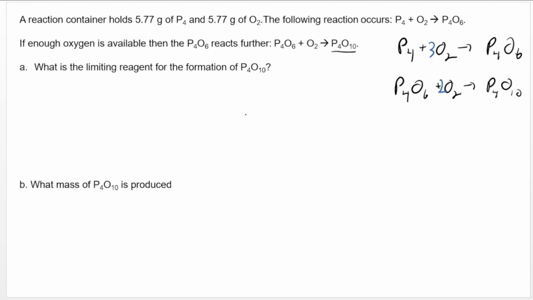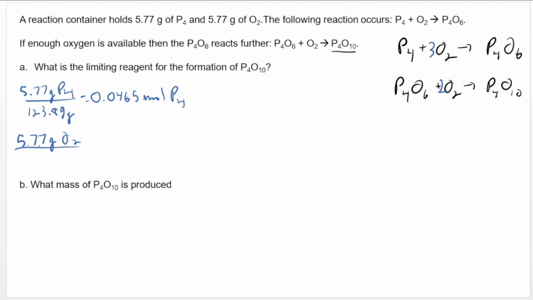Okay, let's work it out. So what's the limiting reactant for the formation of P4O6? Let's find the moles first. 5.77 grams of P4. The molar mass of P4 is 123.89 grams, which is 0.0465 moles of P4. The same thing for the other reactant. 5.77 grams of O2 is going to be divided by 32 grams per mole.